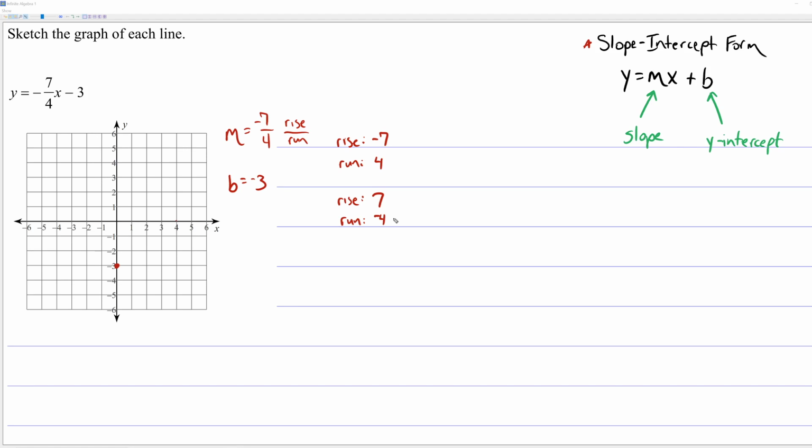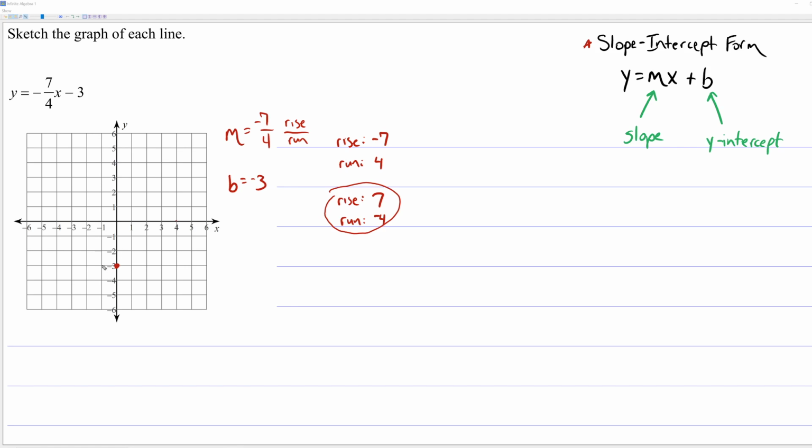Sometimes this is just a practical matter of, well, how much space do you have to draw your picture? So, because the y-intercept is negative 3, and I have this relatively small diagram, I think it would be easier to use a rise of 7 and a run of negative 4.